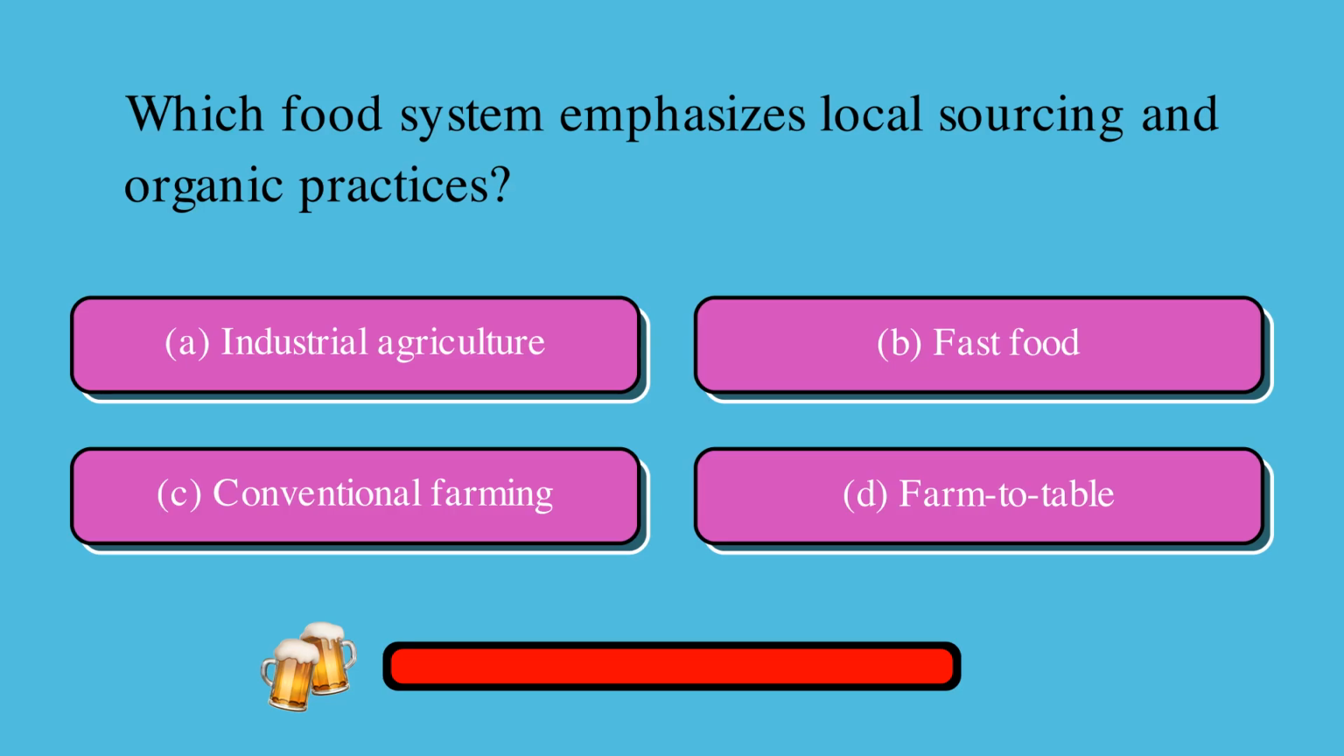Which food system emphasizes local sourcing and organic practices? Is it A, industrial agriculture, B, fast food, C, conventional farming, or D, farm to table? The correct answer is D, farm to table.